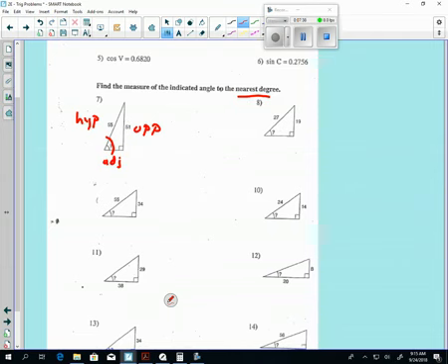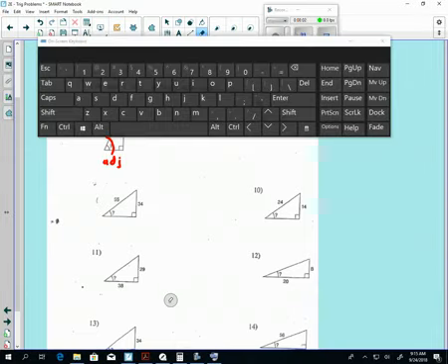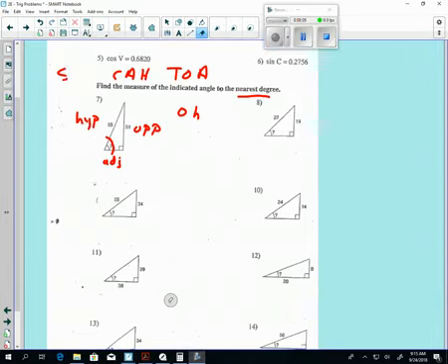Now, I'm given 51, which is opposite, and 55, which is hypotenuse. So O and H. Again, refer back to my little memory trick here. So Katoa, the one that has O and H, right first. So, Katoa. So that's got to be sine. So I write the sine.